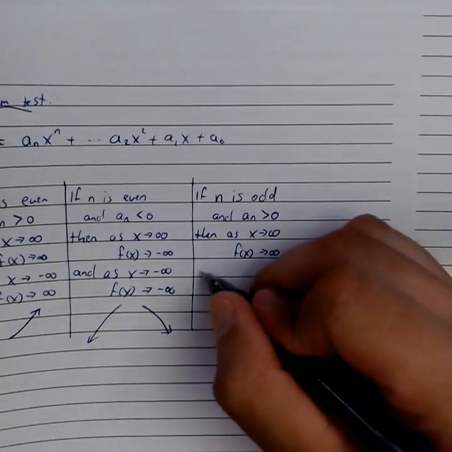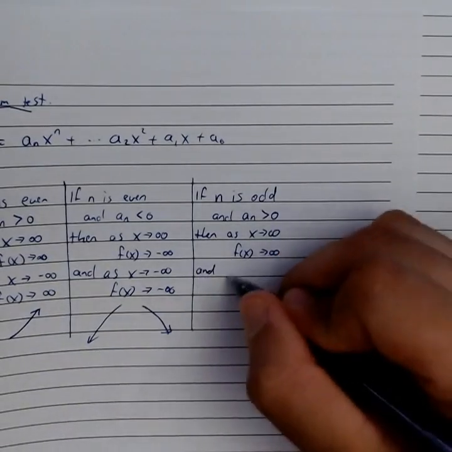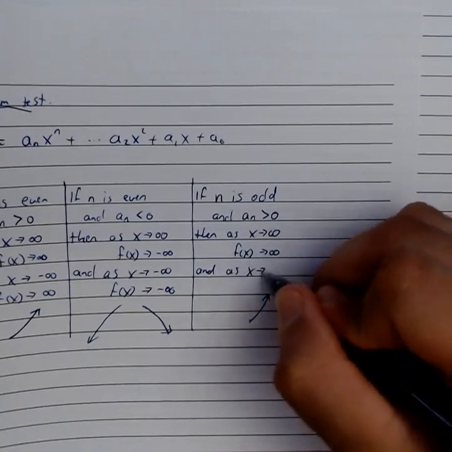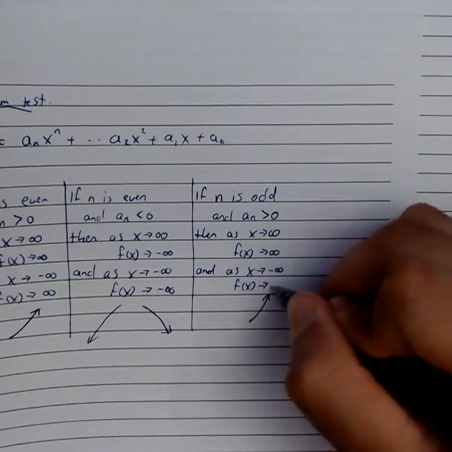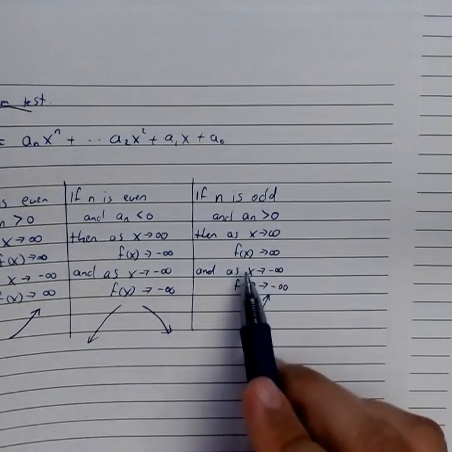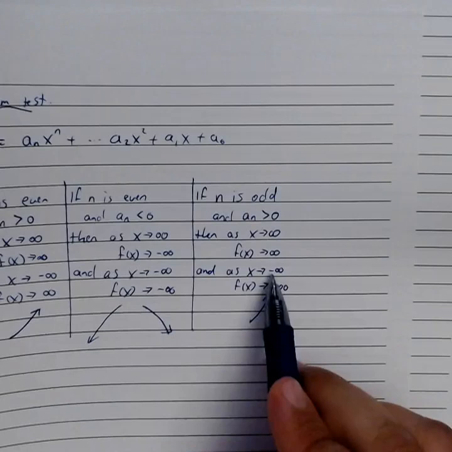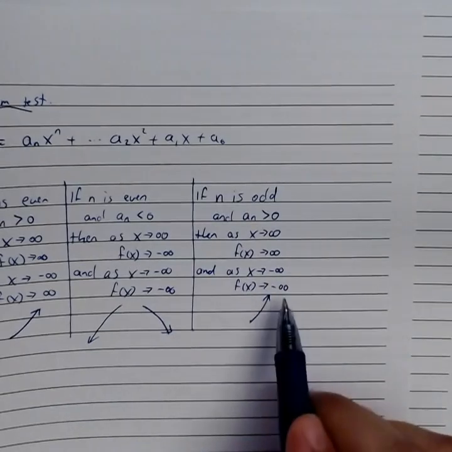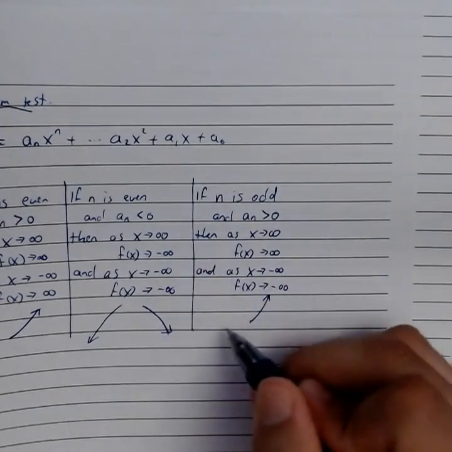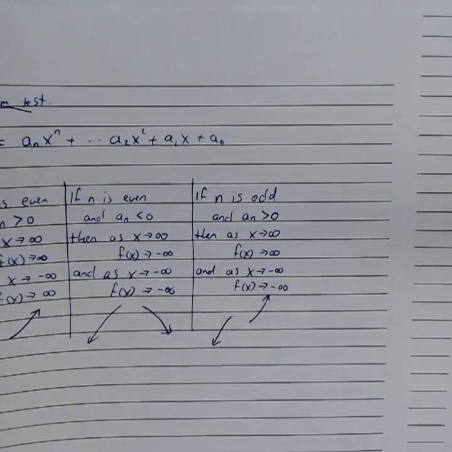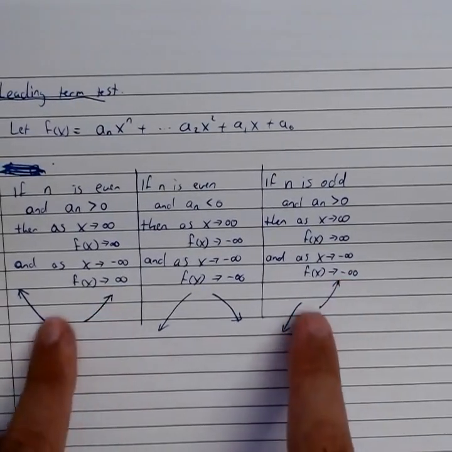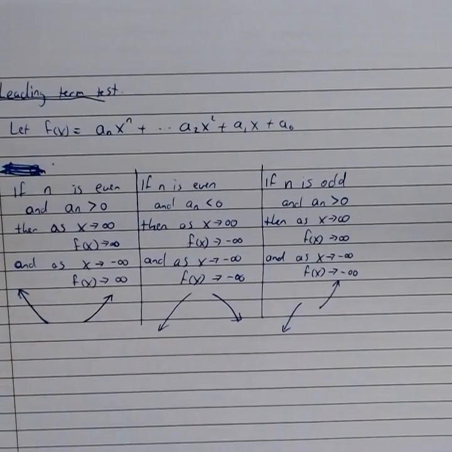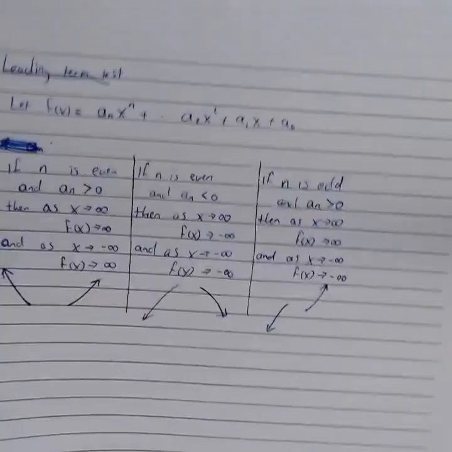But the difference now is as x approaches negative infinity, f of x will also approach negative infinity. Meaning, as x goes forever to the left, your y value will go forever down. So here, this will go this way. Okay? So that's like that one, but this one's different. Okay? And finally, the very last one.